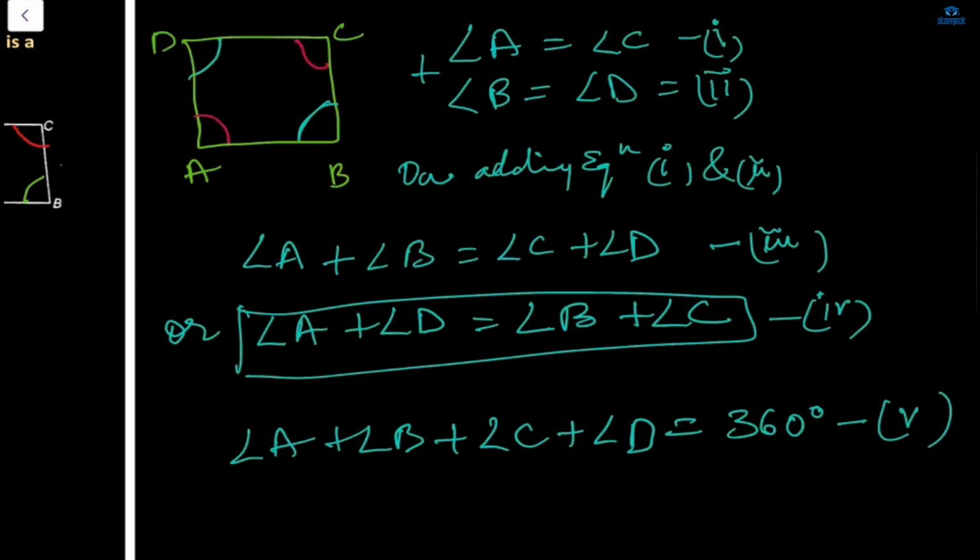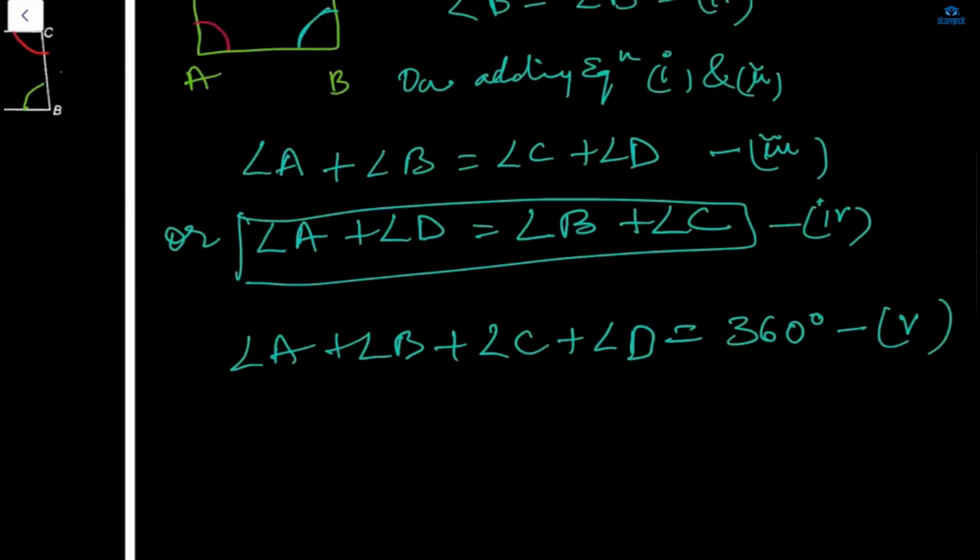Now in this equation, if you keep the value of angle A plus angle B instead of angle C and D, we can keep angle A and B. Yes or no? So angle A plus angle B plus, you can write here from the third equation.